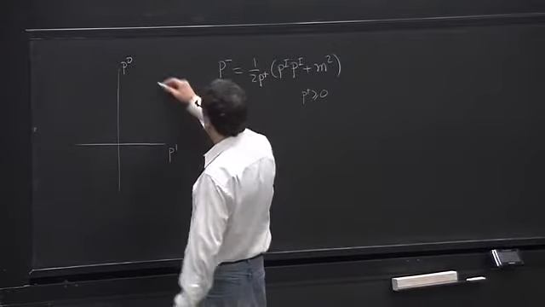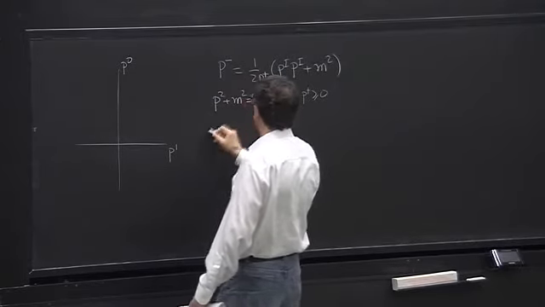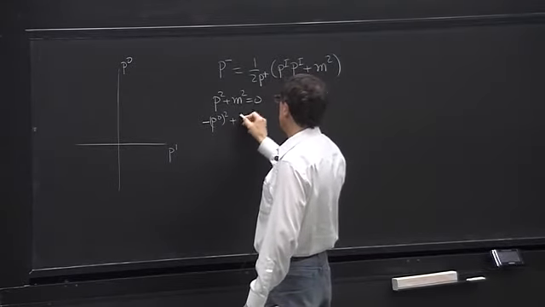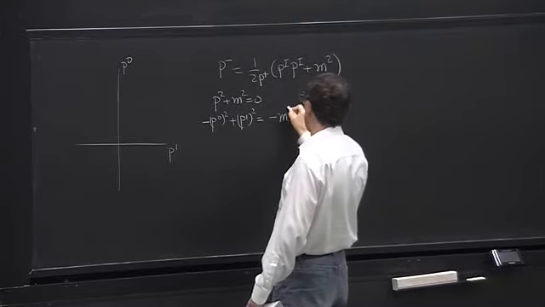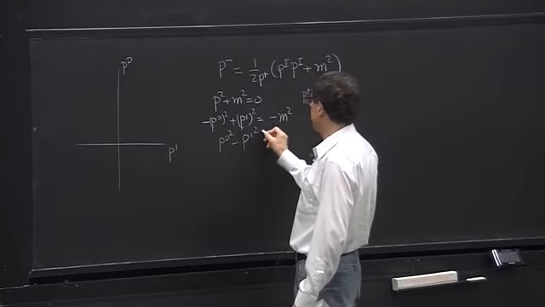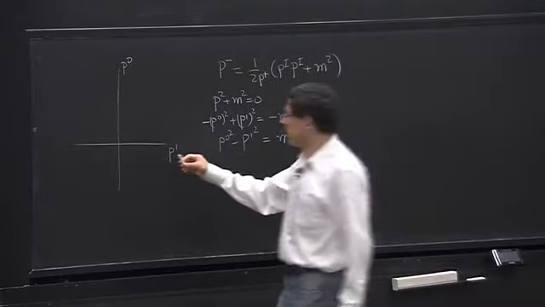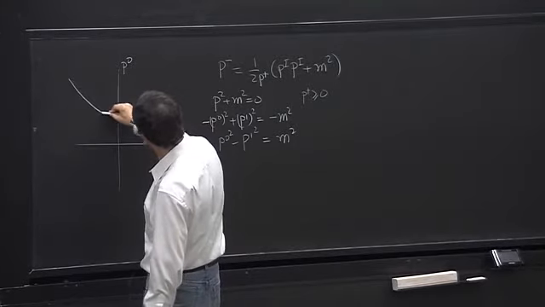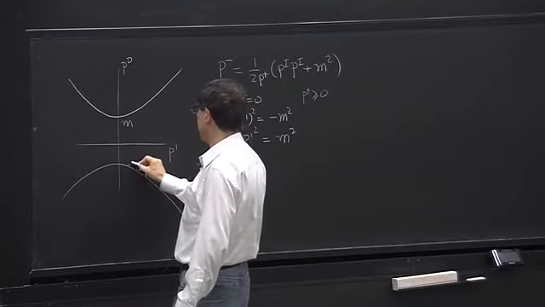the hyperboloid of solutions of the equation P squared plus M squared equals 0 is, well, minus P0 squared plus P1 squared is equal to minus M squared, or P0 squared minus P1 squared is equal to M squared. And that gives you this usual hyperbola with M and minus M.